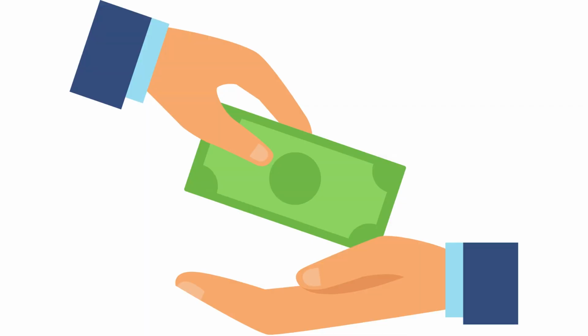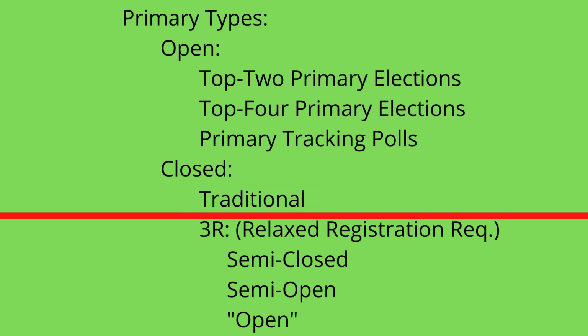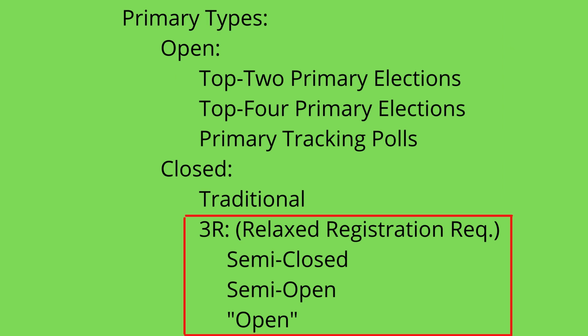The 2 major parties have spent millions of dollars over the last 4 decades on a massive propaganda campaign to obfuscate the phrase, open primary. In a traditional closed primary, voters must declare their party affiliation when they register to vote. In recent years, however, many states have adopted relaxed registration requirements. This is called a 3R, closed primary.